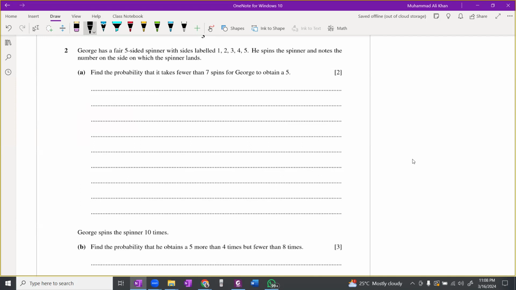Now, this is a question of geometric distribution. We are asked to find the probability that X is less than 7. In geometric distribution we have a formula: the probability of X less than or equal to x is 1 minus q to the power x. Here we are asked only for less than 7, so we can write probability of X less than 7 is also equal to X less than or equal to 6. We converted it into 1 minus q to the power 6.